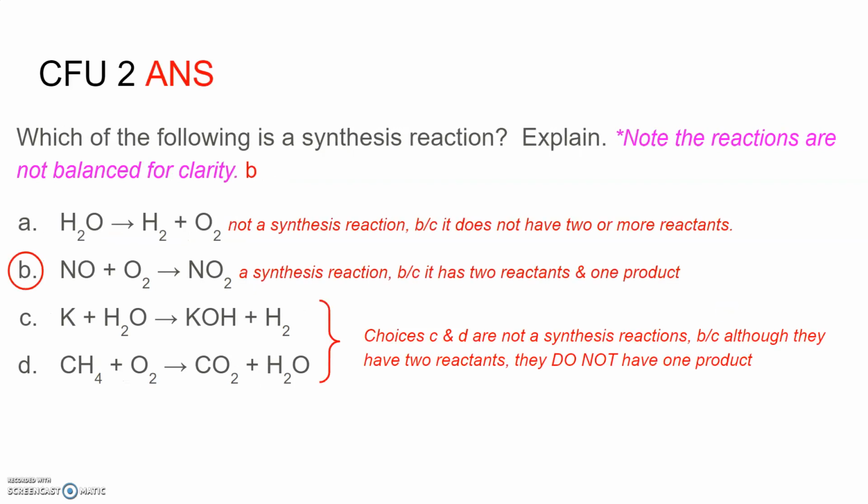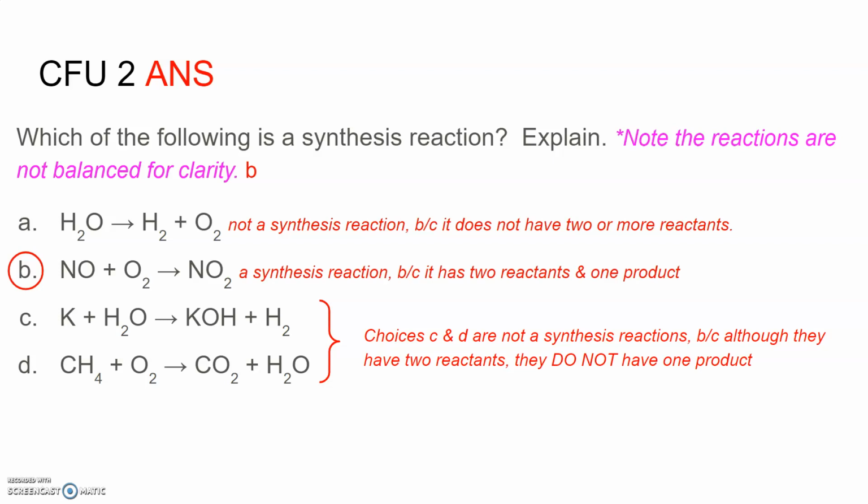Okay, the answer to this is B. And the reason why it's choice B, remember a synthesis reaction, you have 2 or more reactants, you start off with 2 or more things, and you'll make one type of thing in the end. And so the only answer that fits that is choice B. Choice A only has 1 reactant, so it cannot be a synthesis because you need 2 or more reactants.